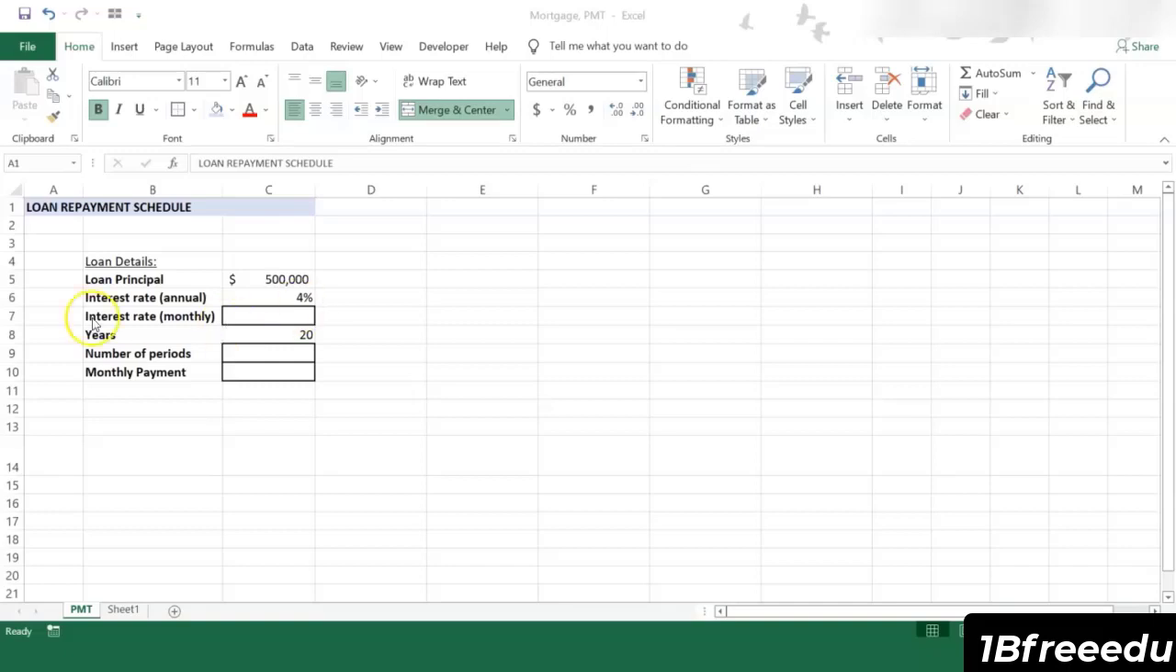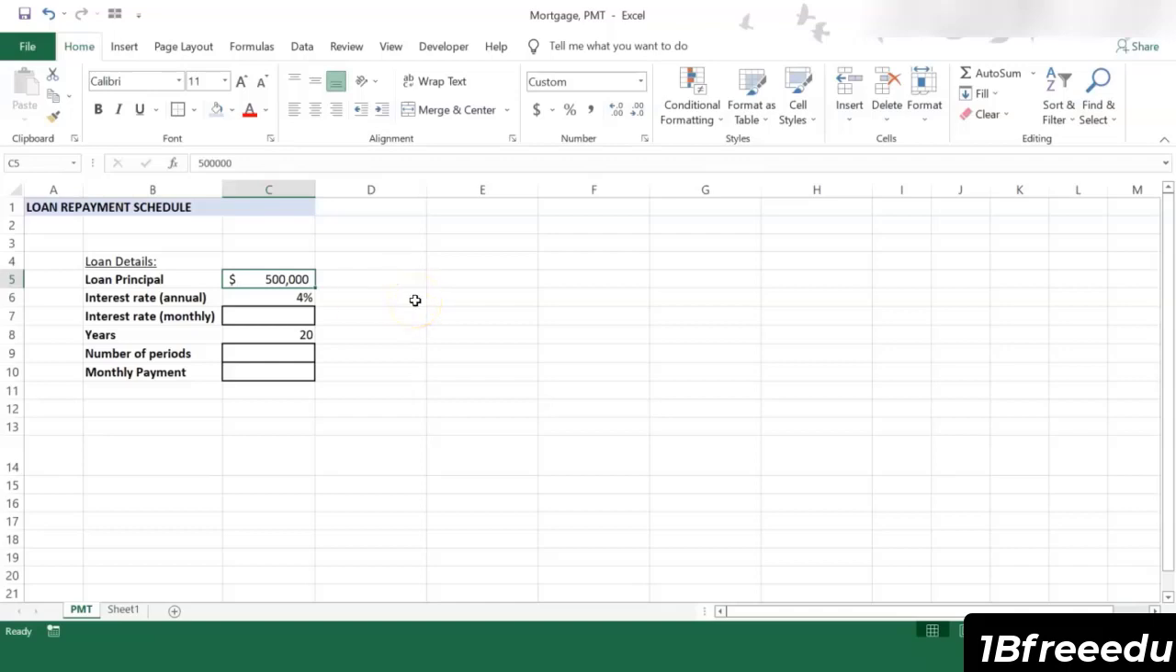We want to buy a house and we need $500,000 to finance it, so we will take out a loan from a bank. The annual interest rate is 4%, and we would like to repay this loan within 20 years. And now we want to know how much we need to pay each month.